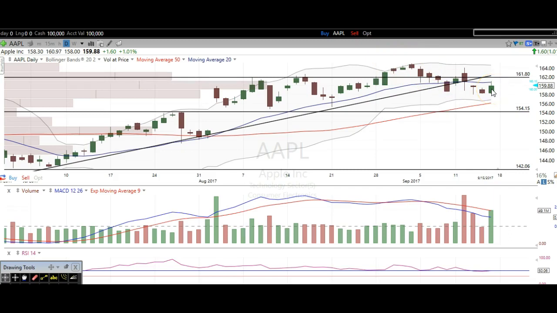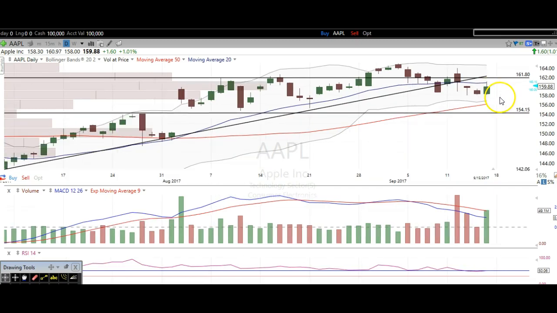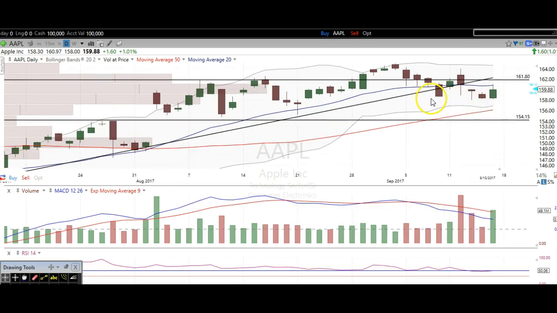I know I'm being vague on Apple, but that's really just how I'm seeing it. I don't have a position on Apple, and I don't really plan on it, because I feel like I don't have a great read on Apple based off the mixed signals that I'm getting on this stock. So we'll see what happens.